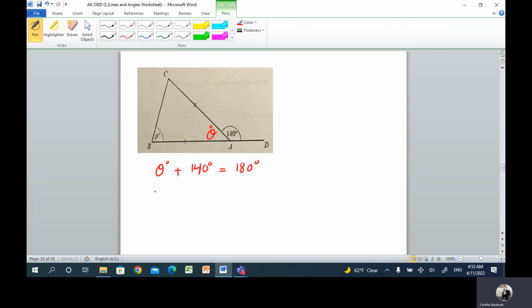And why is that? Because angles on a straight line add up to 180 degrees. If you apply opposite operations by subtracting the 140 from 180, then theta will come down to 40 degrees. Okay, if this is 40 degrees, I need you to notice this.